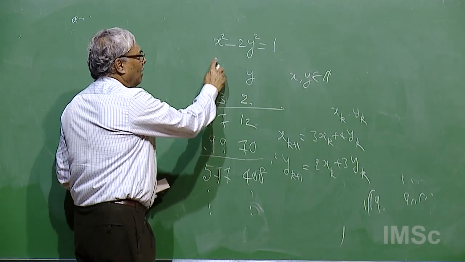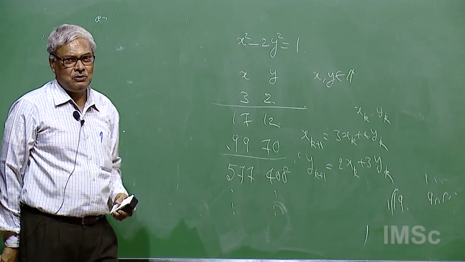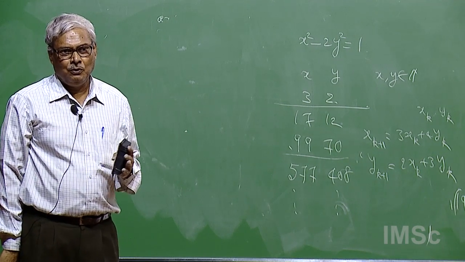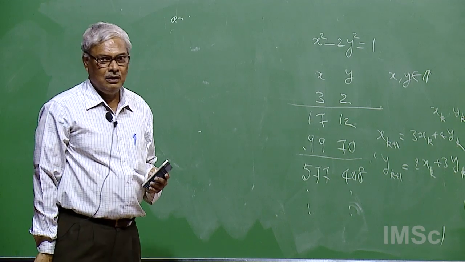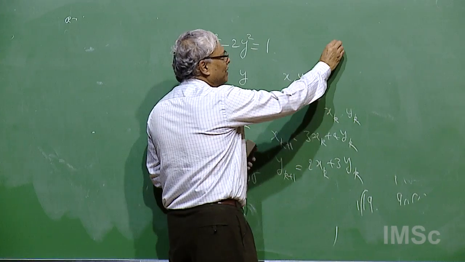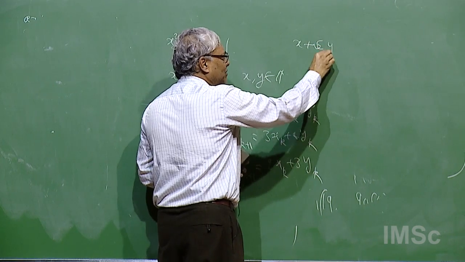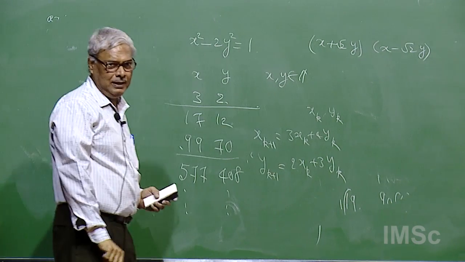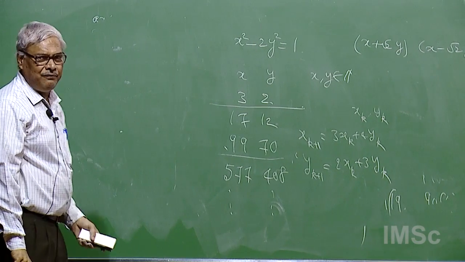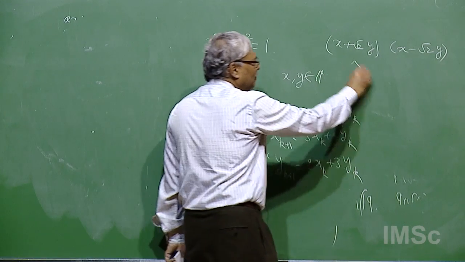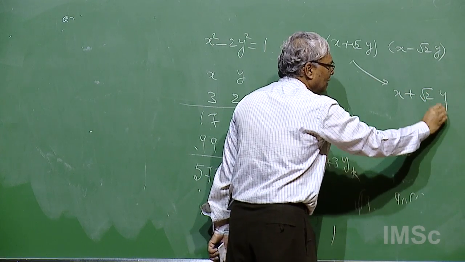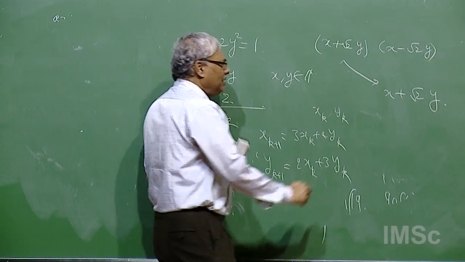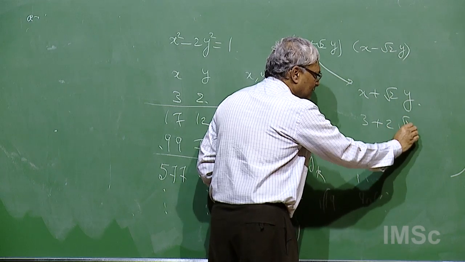Now, if you look at the equation x squared minus 2y squared equal to 1, how would you factor the left-hand side? What would be the factors of the left-hand side? Yes, you would factor it, in terms of irrational numbers, as x plus root 2 y times x minus root 2 y. Now, here we'll just take one factor, x plus root 2 y. And substitute the first solution, x equal to 3 and y equal to 2. So it becomes 3 plus 2 root 2.